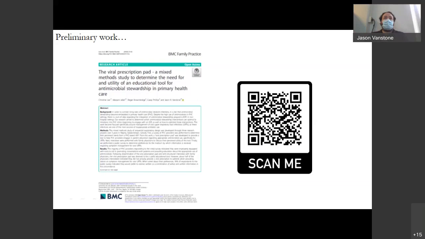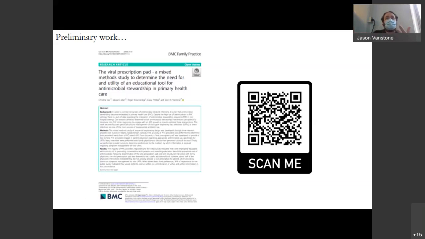And so the purpose of this paper here was to talk about the viral prescription pad, which is one of the things that we developed out of that. And that's something that's now available through Choosing Wisely Canada. It's been adopted by our health authority here in Saskatchewan and Choosing Wisely Canada nationally, and it's part of their Antibiotics Wisely toolkit that they have available, so we're quite proud of that. But at that time, locally, it was just us trying to get out and get that information out there.